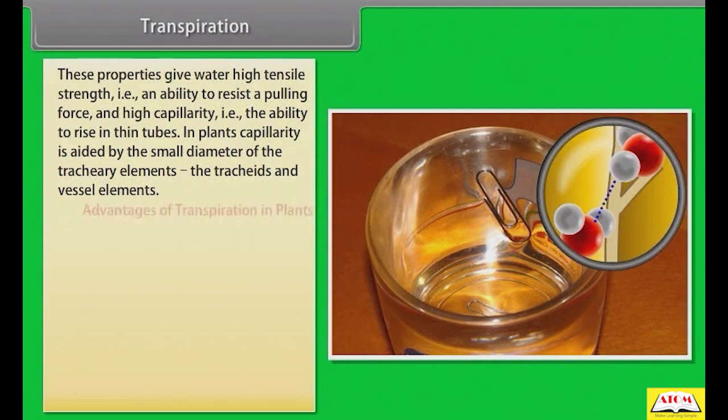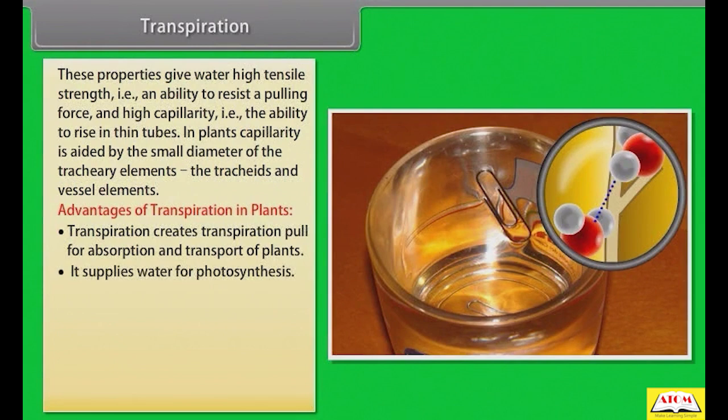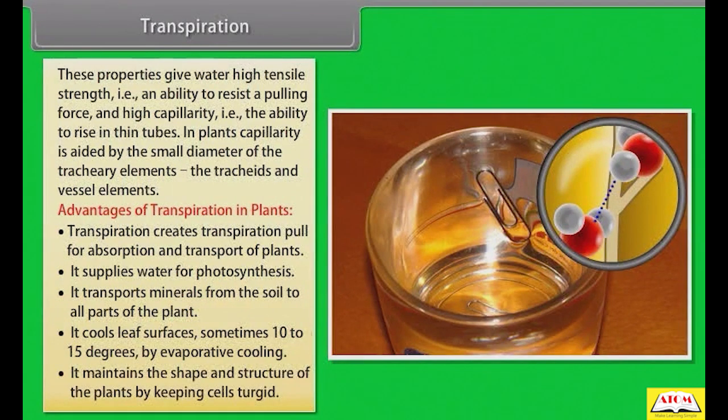Let us take a look at the advantages of transpiration in plants. It creates transpiration pull for absorption and transport in plants. It supplies water for photosynthesis. It transports minerals from the soil to all parts of the plant. It cools the leaf surface, sometimes by 10 to 15 degrees, by evaporative cooling. It maintains the shape and structure of the plants by keeping cells turgid.